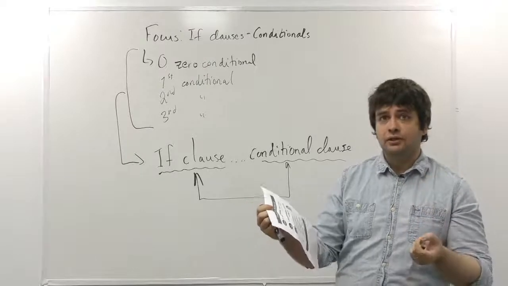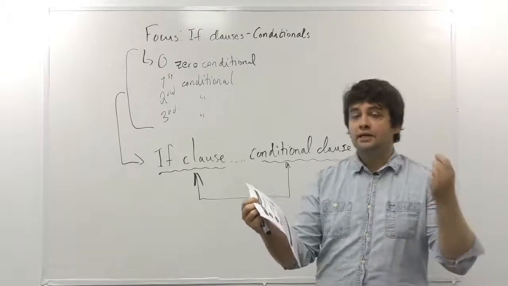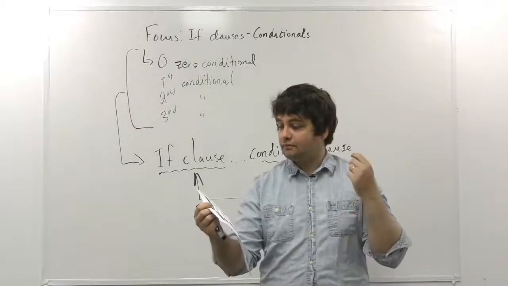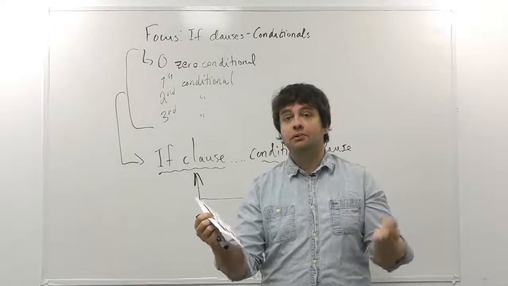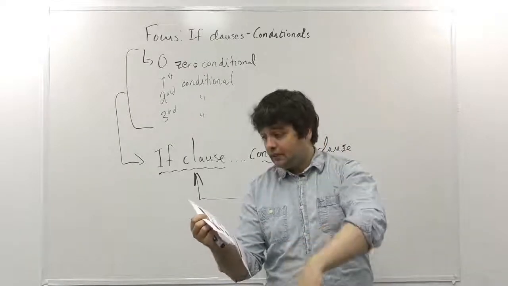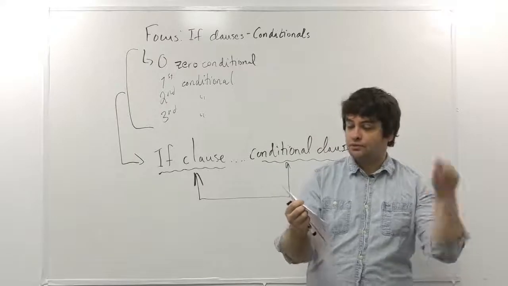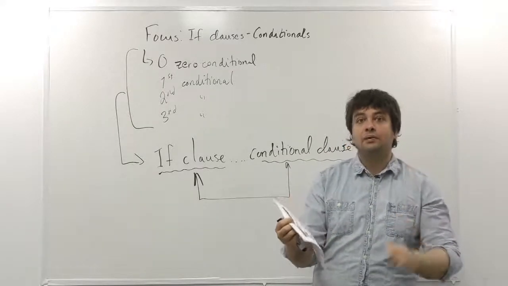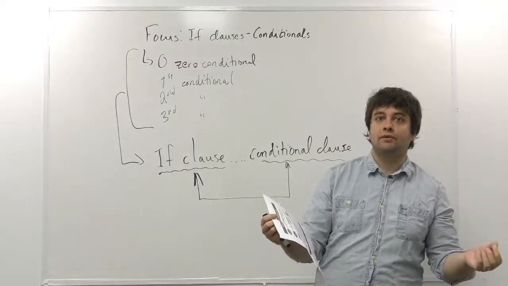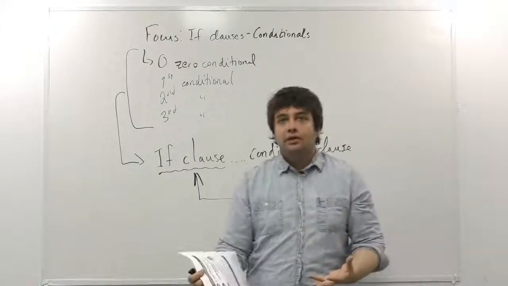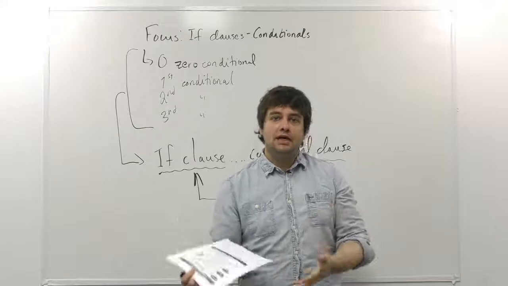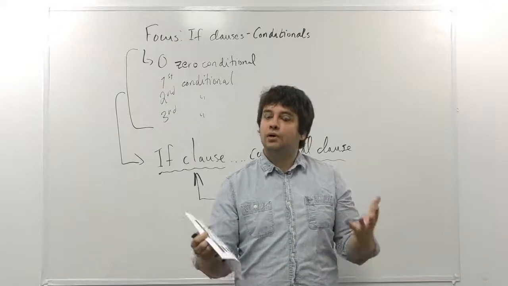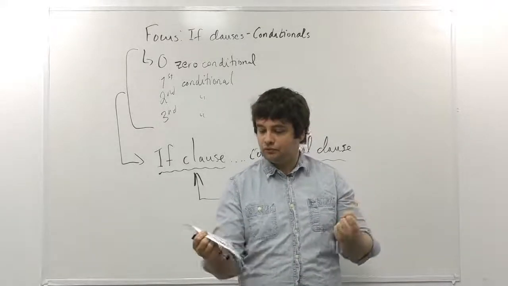So our structure for the first conditional is if plus simple present, and then simple future. Now, what it means for the simple future here is, of course, your subject plus will or won't plus a verb, but in the base form of the verb, right? So is this a little bit harder than the zero conditional? Yes, but much more commonly used, much more useful, right?